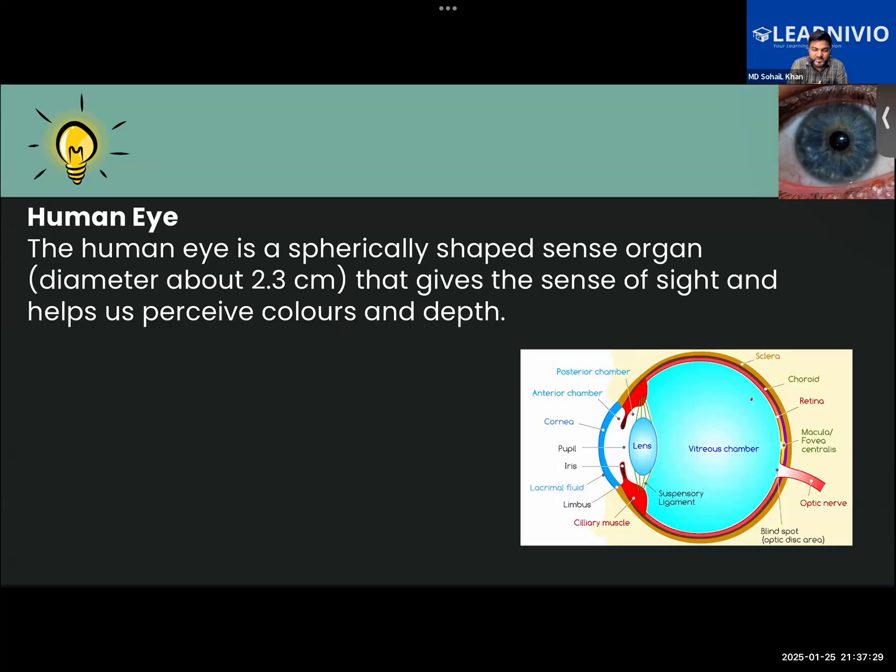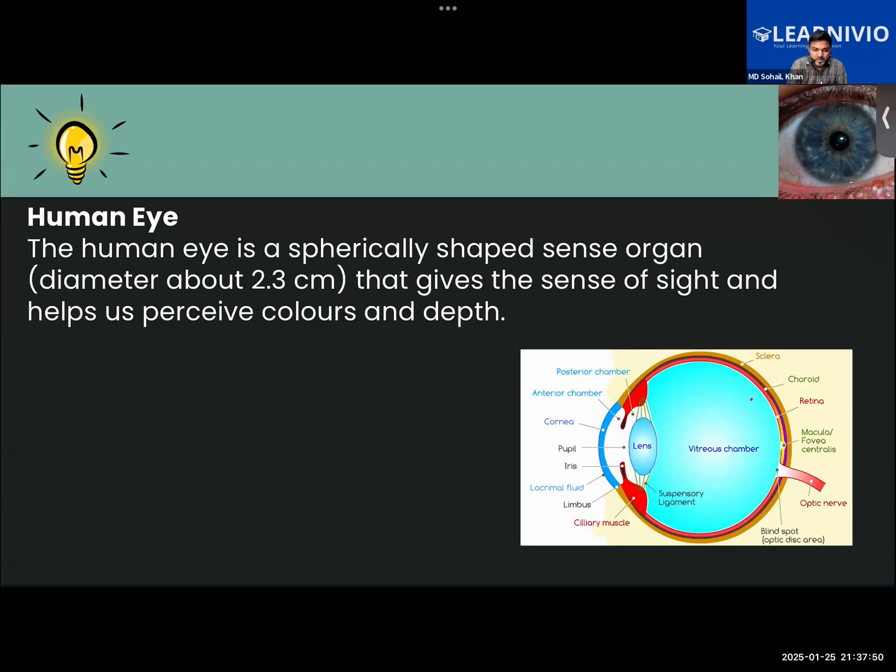If that pigment is present in higher amount, what will be the color of the eye? Black or brown. And if there is a lower amount of that pigment present, then blue or green. Very good.